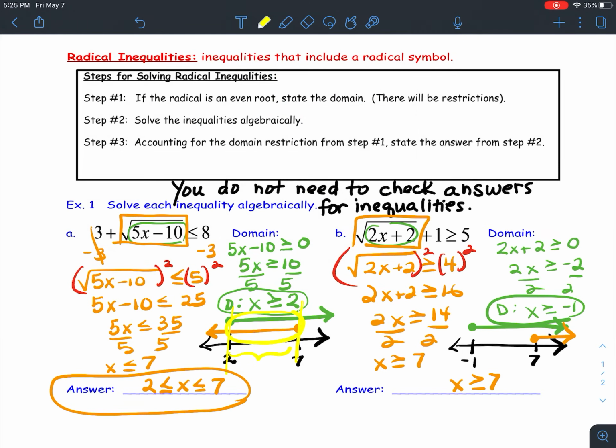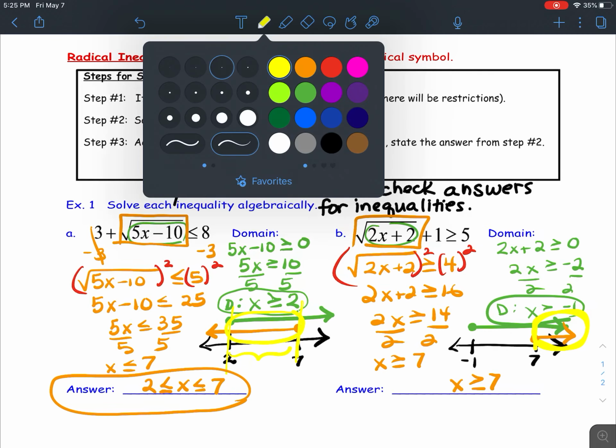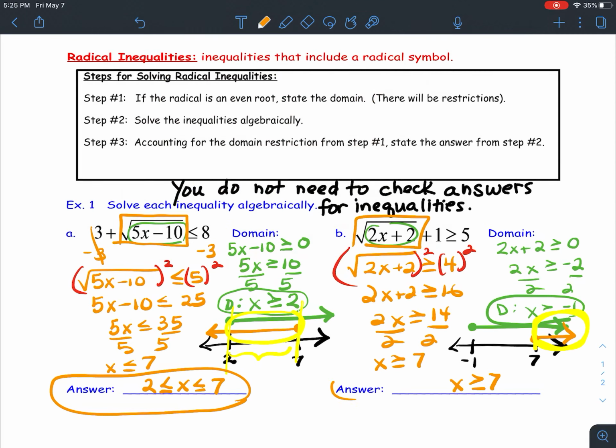I'm looking for where do the domain restriction and my answer both agree with each other. Well, it feels like they both agree right here at 7, and then they start agreeing at everything to the right of 7. So the answer that I'm going to put on this blank here has to be everything from 7 and everything greater than 7, which is really what I already have here. X is greater than or equal to 7. That would be the answer.